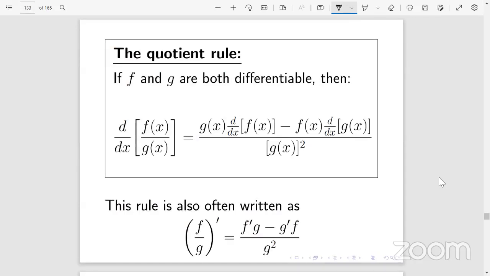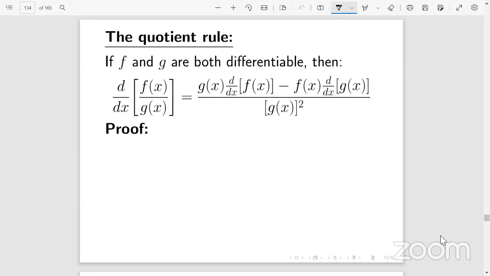So if we use a different notation, this is what we say: f over g, prime, is numerator prime times denominator, minus denominator prime times numerator, all over denominator squared.